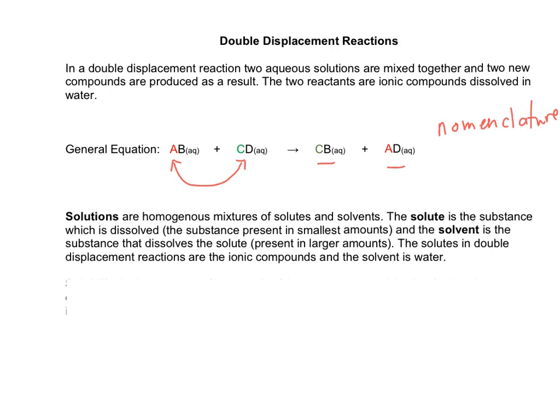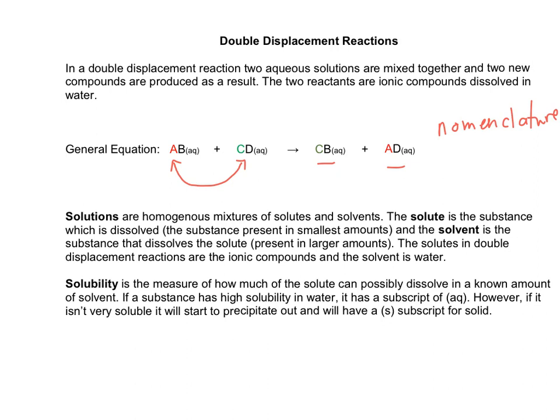Solutions are homogeneous mixtures of solutes and solvents. A solute, by definition, is the substance that is dissolved, and it's always the substance that's there in the smallest amount. If you get two substances that are in the same state, like two gases, it's always the substance that there's less of. The solvent is the substance that dissolves the solute. Solutes in double displacement reactions are ionic compounds, and the solvent is water. That's why they're AQ, for aqua, water.